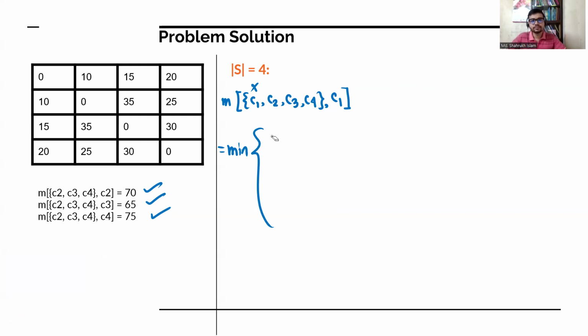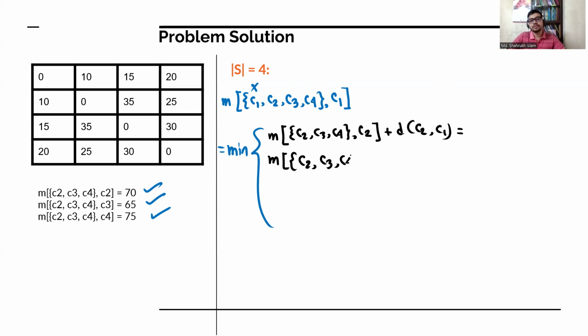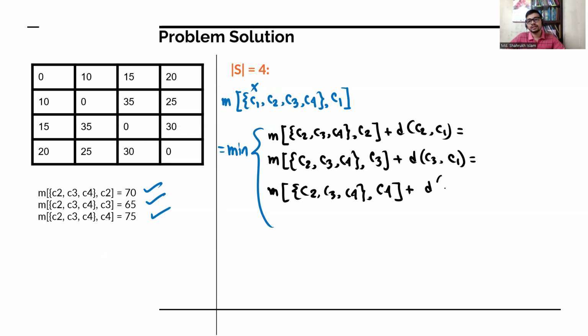First of all, city 2, city 3, city 4. This can be solved assuming that we are ending our journey at city 2. So we can write it here. Then after city 2, we have to move to city 1 again. This is one case. Another case is city 2, city 3, city 4, we are ending our journey at city 3. Then from city 3, I'm going to city 1. This is another case. And lastly, city 2, city 3, and city 4, we are ending our journey at city 4, and then from city 4, we are going to city 1. This is another case. Okay.